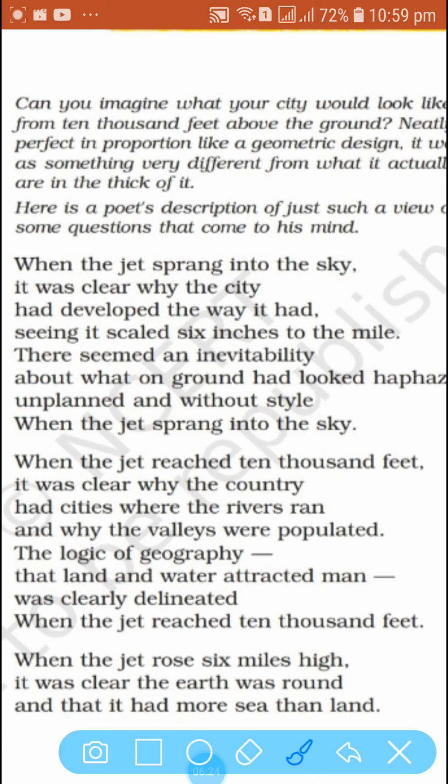Now come to the 5th line, the logic of geography. Are you getting any similarity in tone? Yes, it is. It is similar to the second line. The rhyming tone is similar in line number 2 and line number 5. Like it was clear why the country and the logic of geography. Country, geography. That means when we call line number 2 B, we can call line number 5 B.